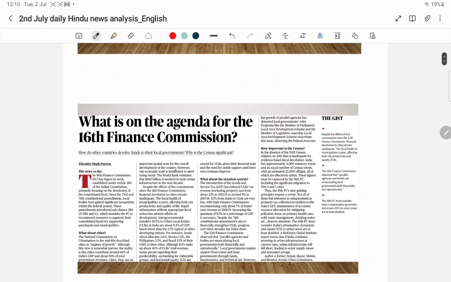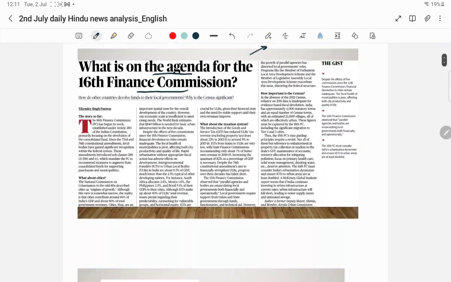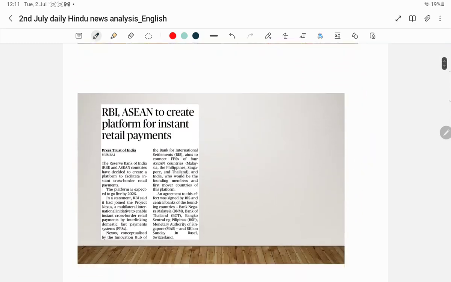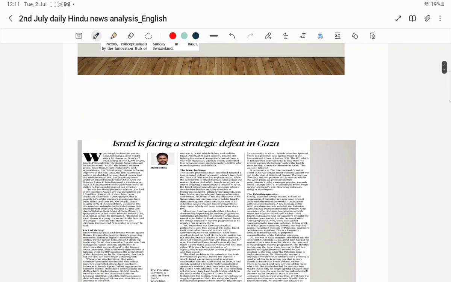Then, what is on the agenda for the 16th Finance Commission? This we have to cover under GS paper 2 polity. Then next article, RBI and ASEAN to create a platform for instant retail payments. This we have to cover under GS paper 3 economy, specifically banking related. And finally today's editorial, Israel is facing a strategic defeat in Gaza. This we have to cover under GS paper 2 international relations.